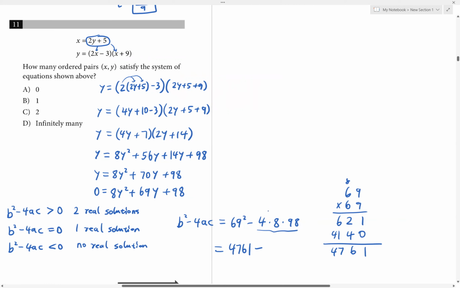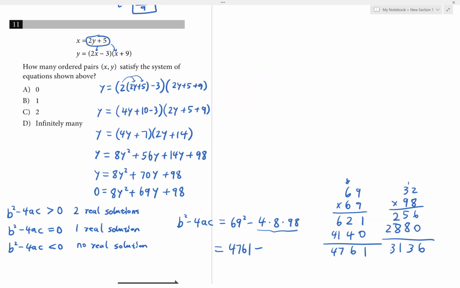So 4 times 8 is 32, times 98. Unfortunately, we have to multiply this out. 32 times 98: 8 times 2 is 16, carry a 1, 3 times 8 plus 1 is 25. Then 2 times 9 is 18, carry a 1, 3 times 9 is 27 plus 1 is 28. We add them up and it'd be 3136 for this one here.